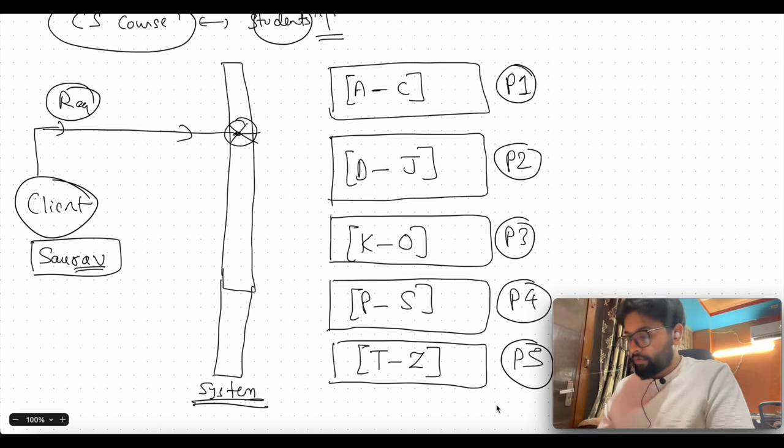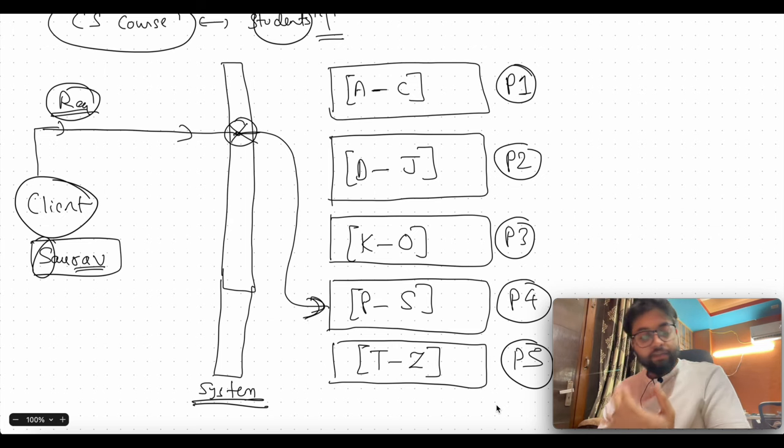So it will try to talk to the partition, and this request will be directed to the partition which holds the primary key, which holds the names starting with S. Since my name starts with S, this query will be directed to this particular partition, because this partition holds the students which have names starting from P or S. So it will go to this partition.